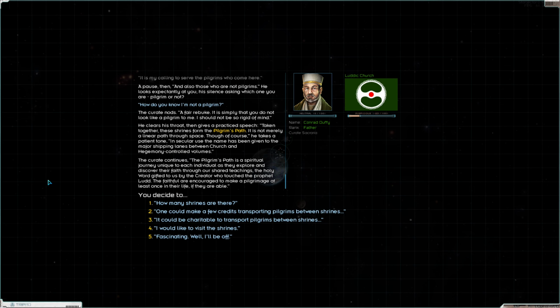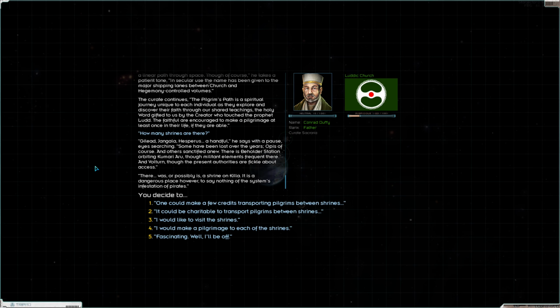The curate continues, "The Pilgrim's Path is a spiritual journey unique to each individual, as they explore and discover their faith through our shared teachings, the holy word gifted to us by the Creator who touched the prophet Lud. The faithful are encouraged to make a pilgrimage at least once in their life, if they are able." Let's see. How many shrines are there? "Gilead, Jangala, Hesperus. A handful," he says with a pause, eyes searching.